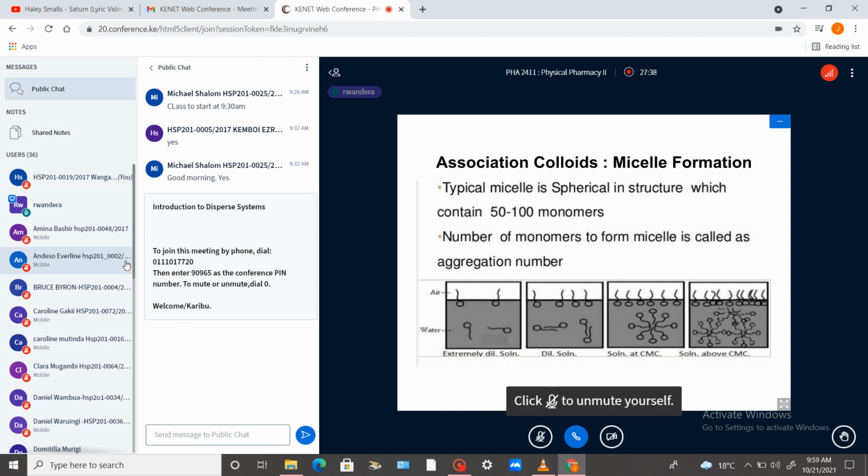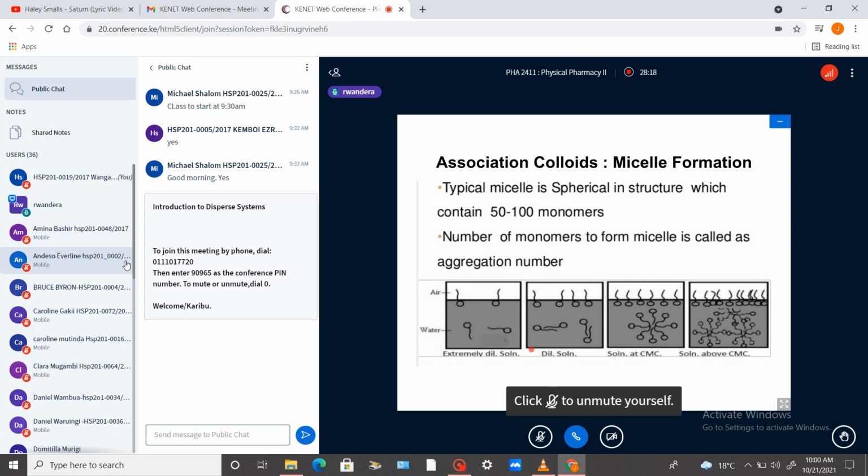This is just an illustration of the concentration at which micelles form. When the solution is extremely dilute, the amphiphiles, I forgot to tell you, have a hydrophilic head and a hydrophobic tail. The amphiphiles are formed of a hydrophilic head group, which has solvent-loving characteristics, and a hydrophobic tail, which has solvent-hating characteristics. So when the solution is extremely dilute, they exist separately.